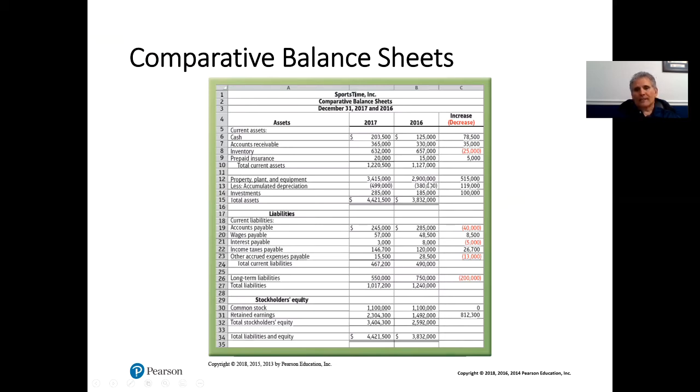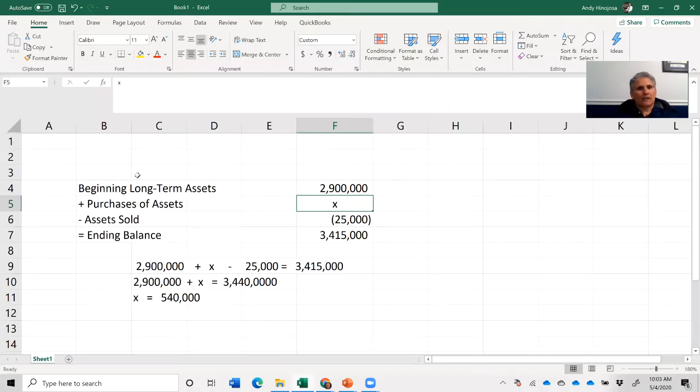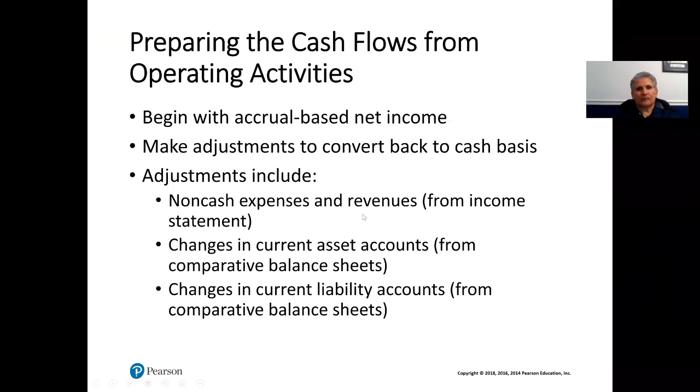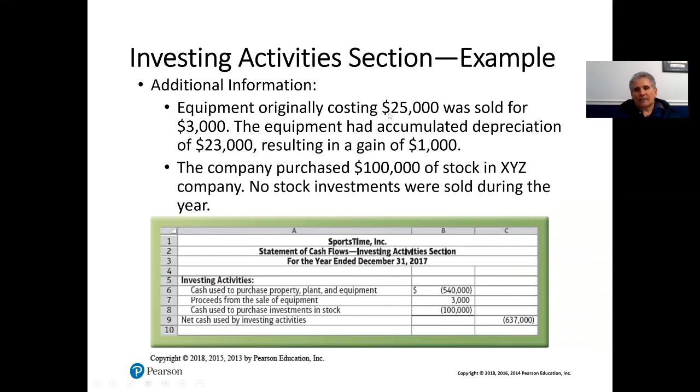$2,900,000. We take it from 2016. That was the ending balance for 16, so that becomes the beginning balance for 17. 2,900,000. Purchases of assets, we still don't know what that is, but what we were given through the narratives, equipment originally costing $25,000 was sold. So the $25,000 is what we need.